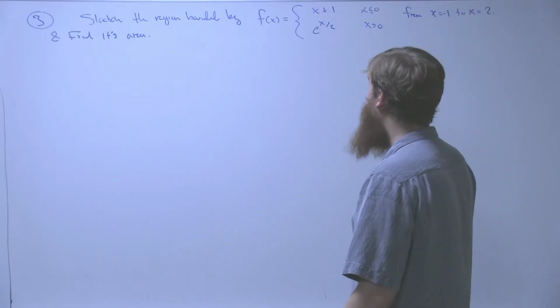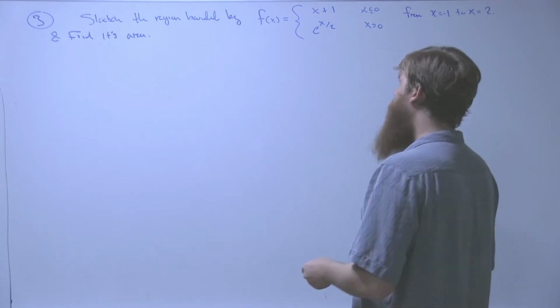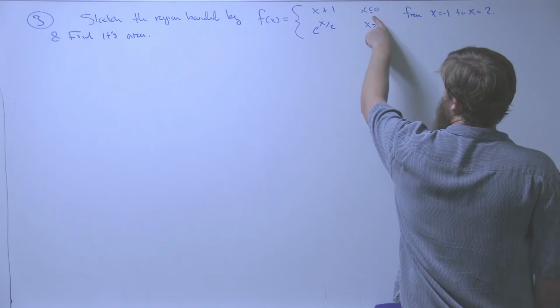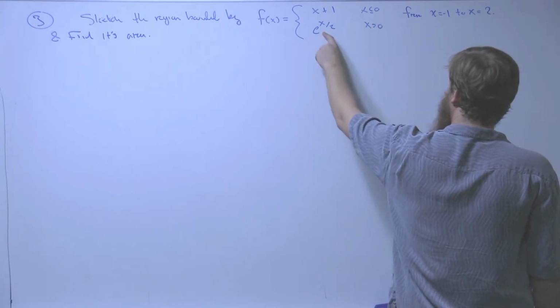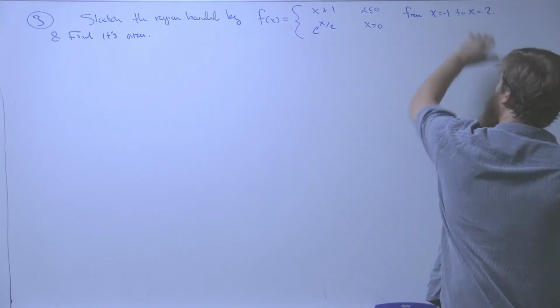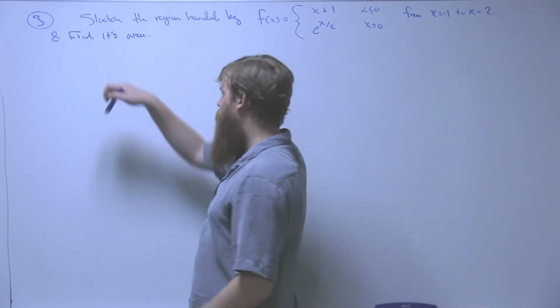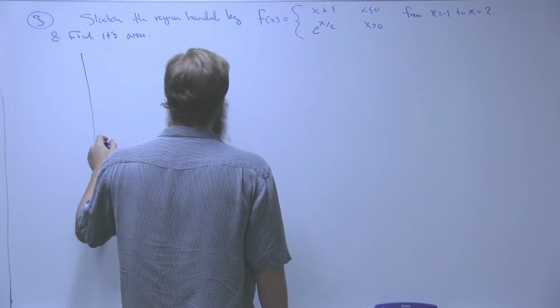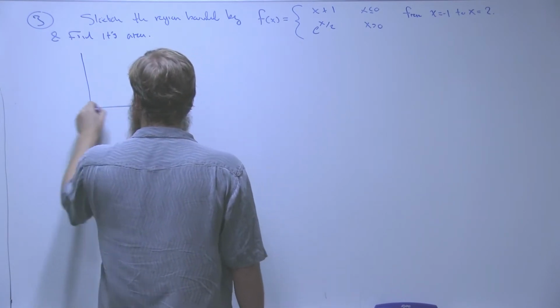Moving on to the third problem of part 2 in this review, we're told to sketch the region bounded by the piecewise function f of x equals x plus 1 for x less than or equal to 0, e to the x over 2 for x greater than 0, on the interval negative 1 to 2, and then to find its exact area. Sketching piecewise functions is something that everybody should get used to doing.